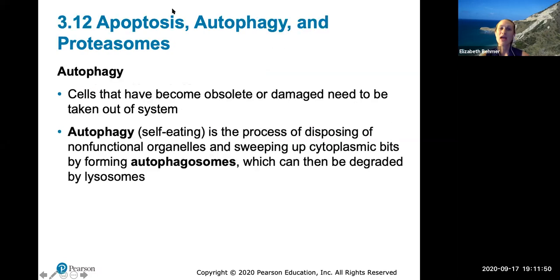Apoptosis, autophagy, and proteasomes. This is a little important to know. Autophagy is just the self-eating of the cell itself. So cells that become obsolete or damaged basically tell their organelles to eat themselves up, and that's called autophagy. So their lysosomes basically just eat up the cell.